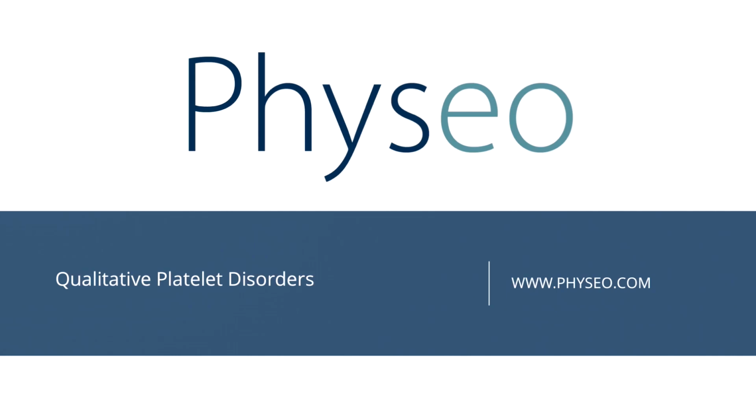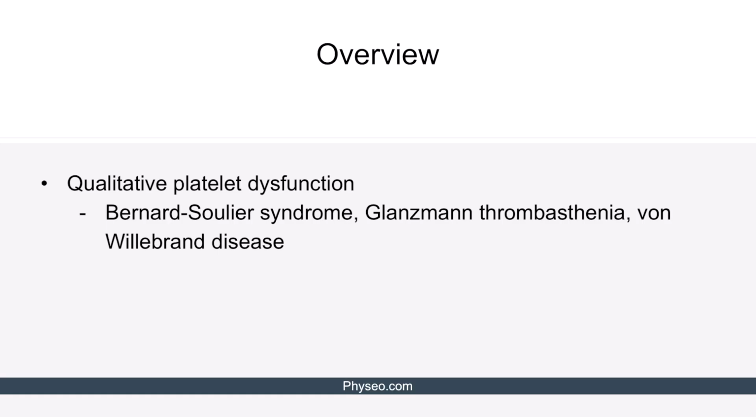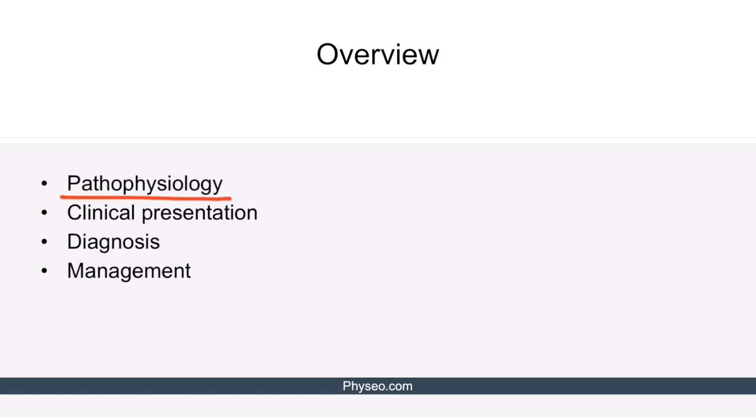Welcome to our video on qualitative platelet disorders. Let's begin. In this lecture, we will discuss the qualitative platelet dysfunctions including Bernard-Soulier syndrome, Glanzmann thrombasthenia, and von Willebrand disease. For each of these conditions, we'll talk about the pathophysiology, clinical presentation, diagnosis, and management.